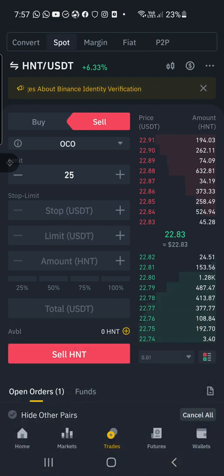No one will buy it for $25 right now because obviously its price is 22.83, but that's what we are hoping for. We're hoping for its price to go up, and in that case you would have bought it for 22.83 and sold it for 25, which is a profit of about $2.2 for each HNT you own. Now, what about stop and limit?